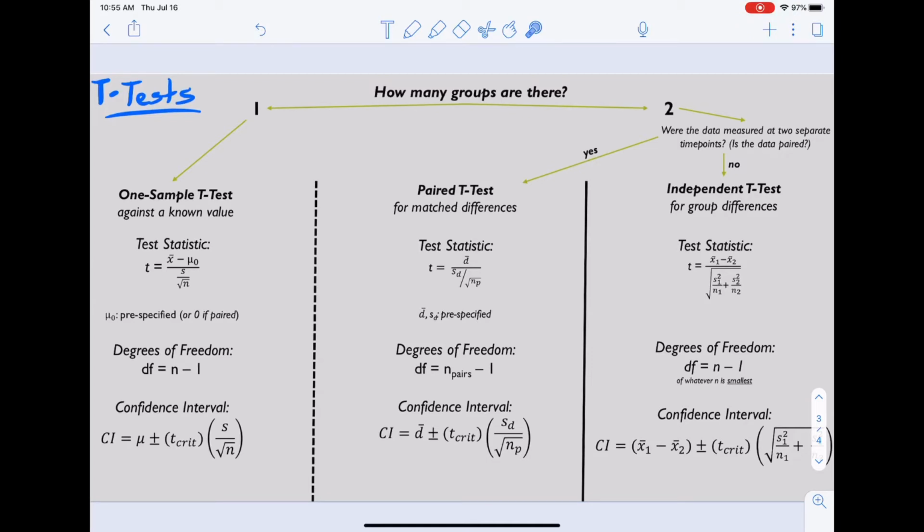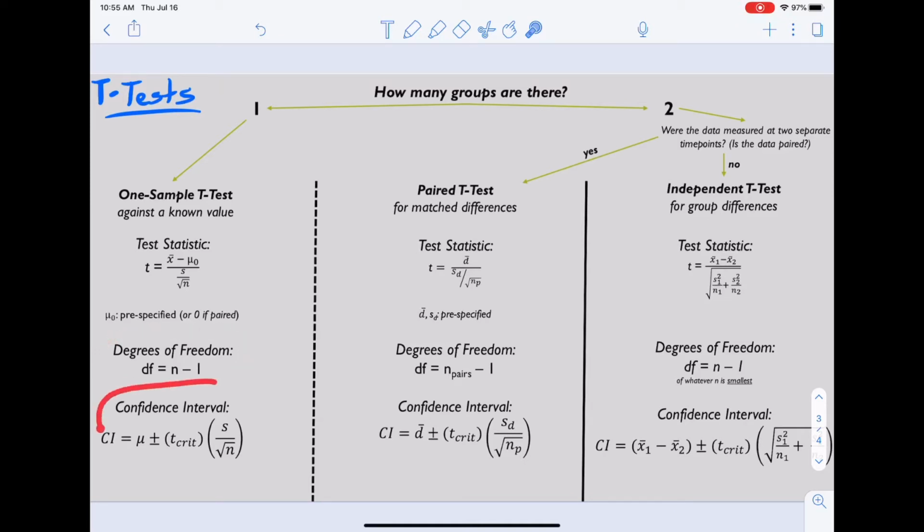we got one sample here, come down here to do a one sample t-test, right? And that's against some known value. So the t-statistic is right here. This is super familiar. The mu naught is always going to be specified, or 0 if paired. We'll get back to that. That's a new concept that we haven't really talked about. We'll come back. Degrees of freedom, just n minus 1.